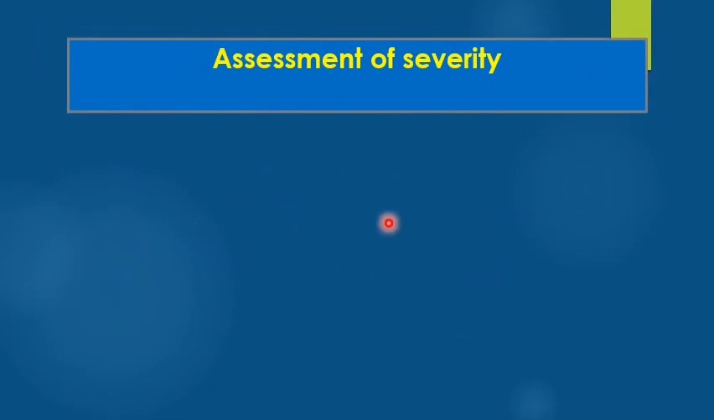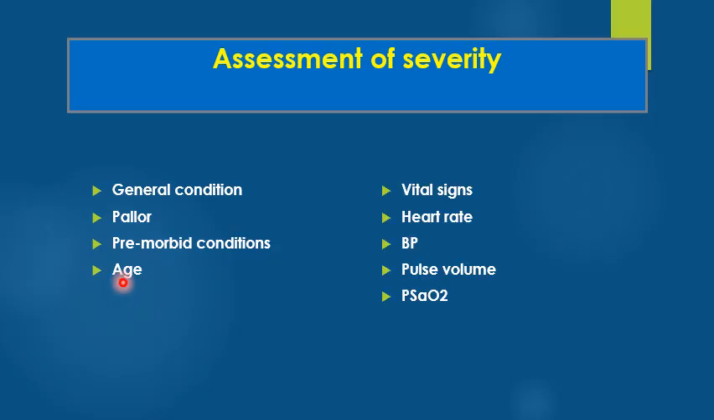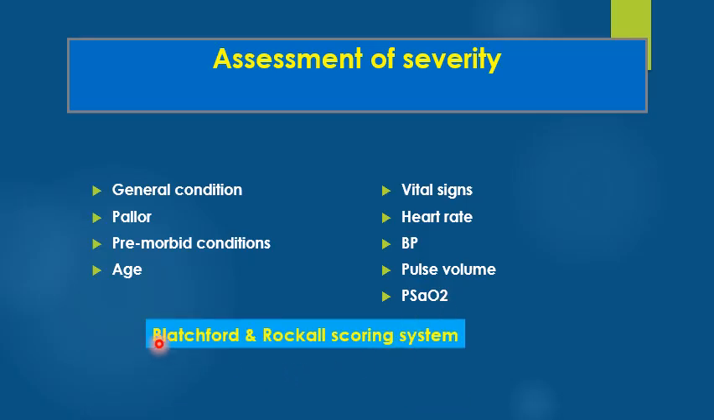Okay, so the assessment includes general condition, pallor, severity or degree of pallor, pre-morbid conditions, and age. These are all important conditions that you must be able to assess in the patient. Then you've got your vital signs: heart rate, blood pressure, pulse volume, and partial oxygen saturation. And the Blatchford-Rockall scoring system may be used to assist in your assessment.